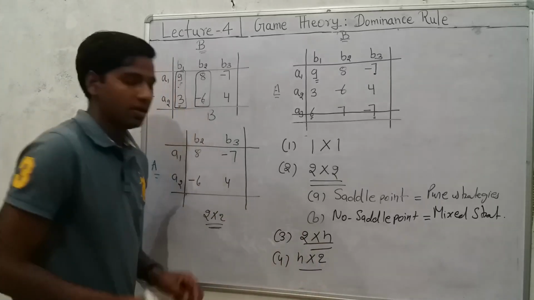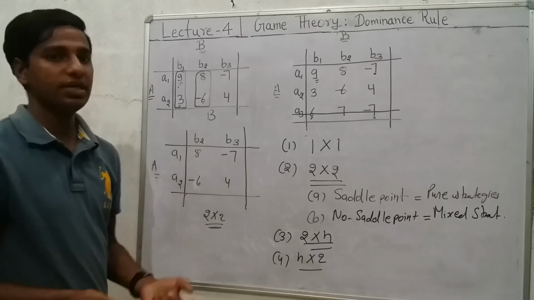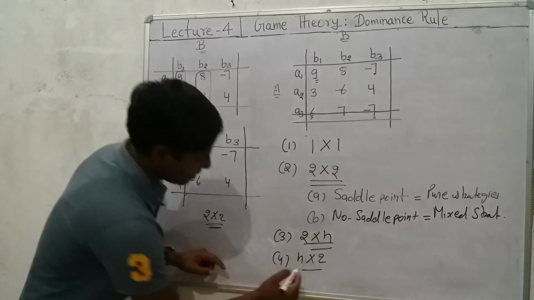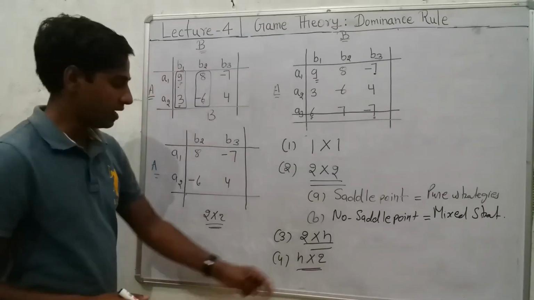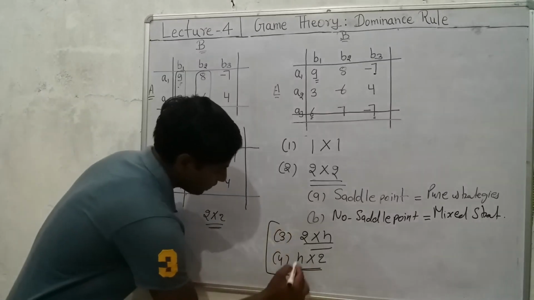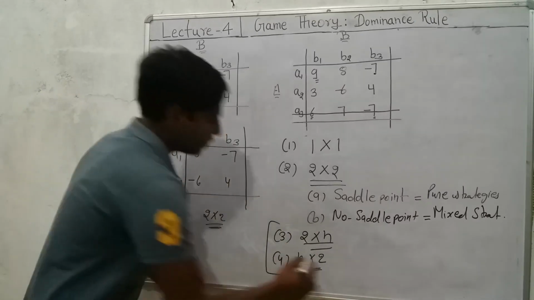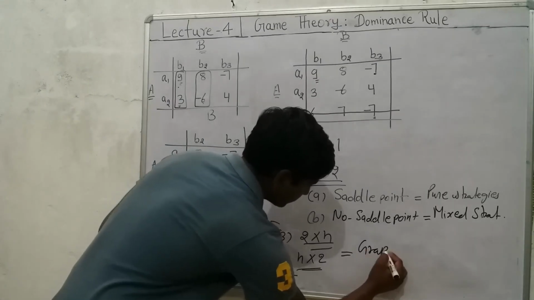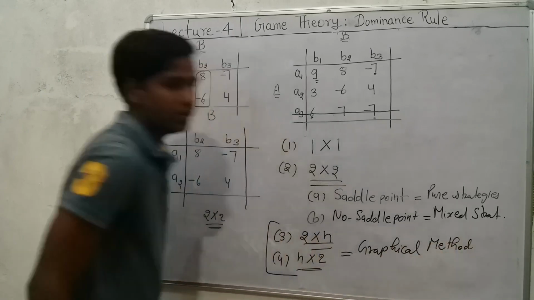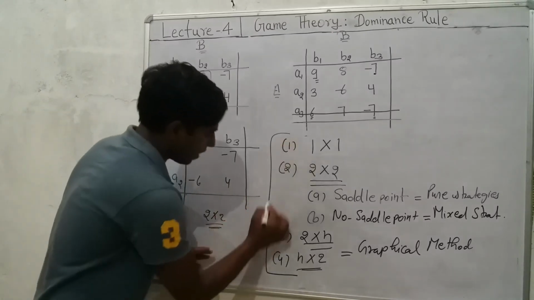Similarly, in the opposite case, company A has more than 2 strategies, represented by n, and company B has only 2 strategies. That would be an n by 2 order game. These types of games would be solved with the help of the graphical method. So after applying the dominance rule, we can end up with these 4 outcomes.